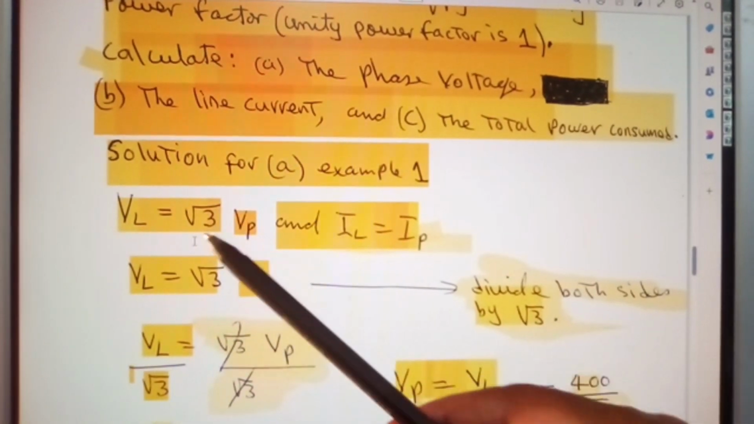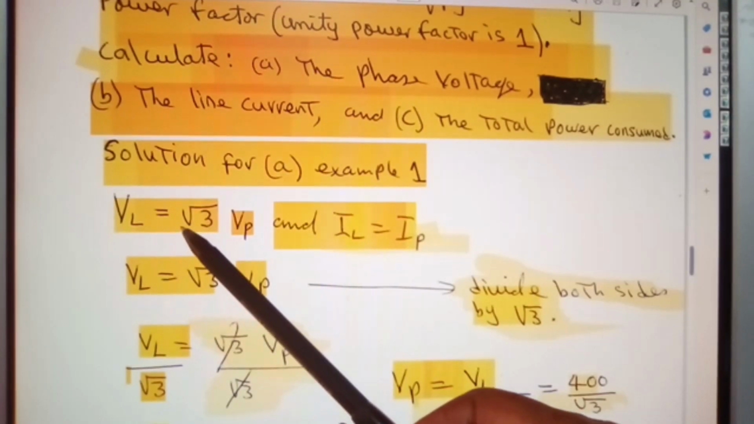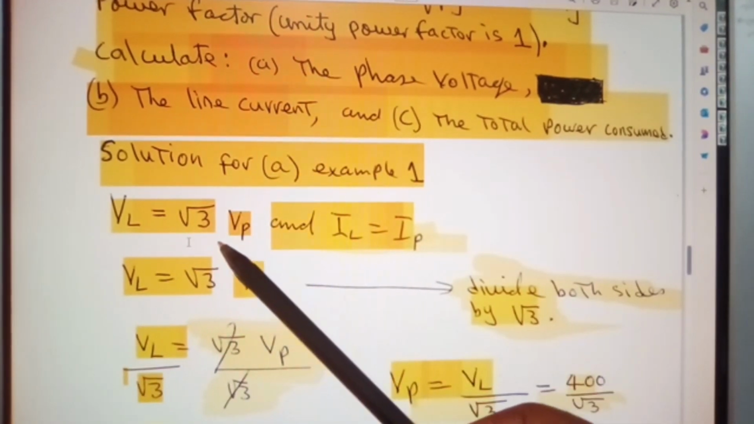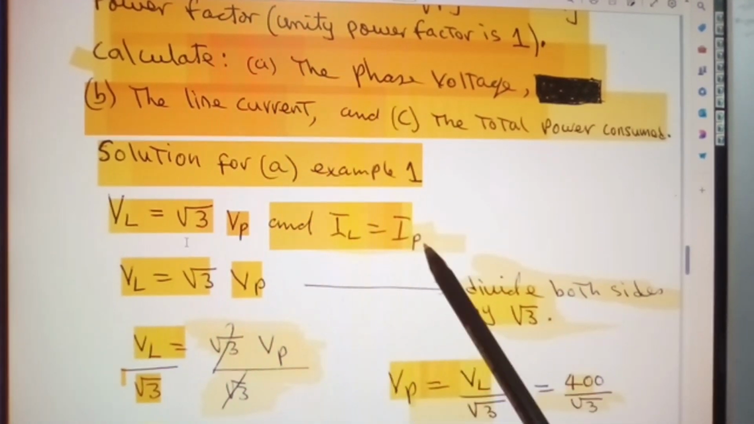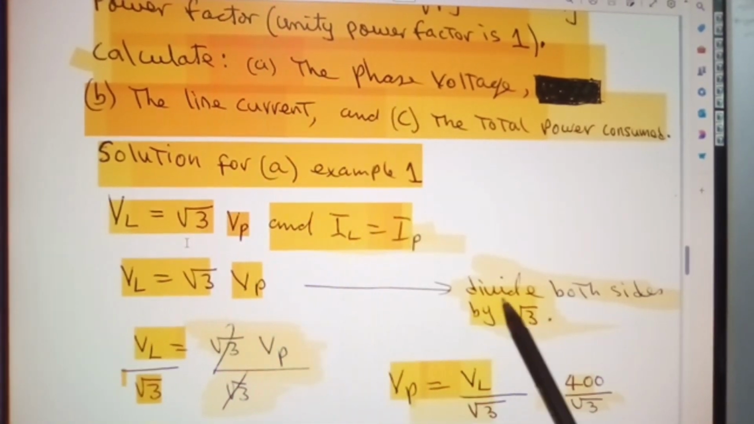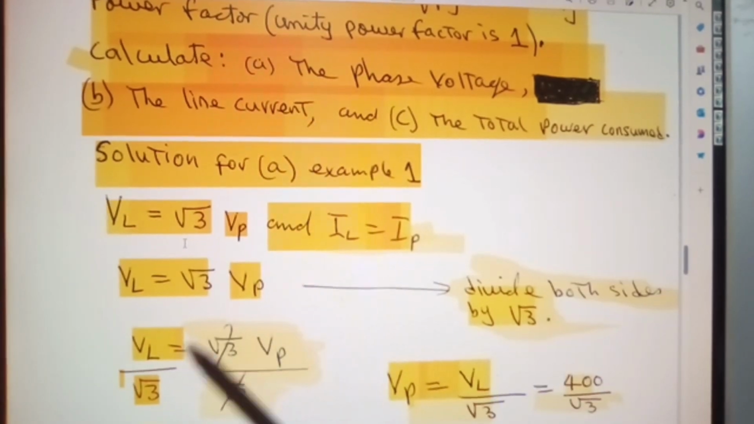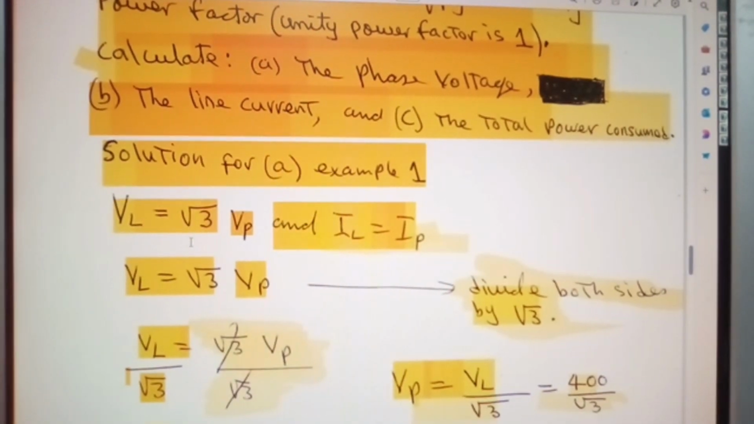Solution. For A, example 1, VL equals square root of 3 VP and IL equals IP. VL equals square root of 3 VP. Now what I've done here is divide both sides by square root of 3, and you see this is what I've done here. I want VP on its own.